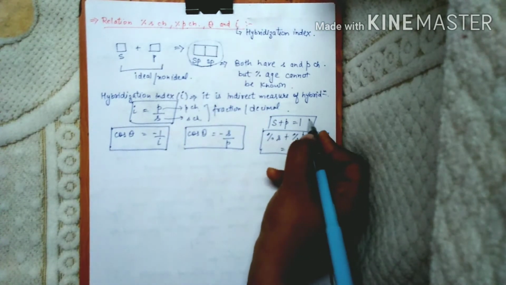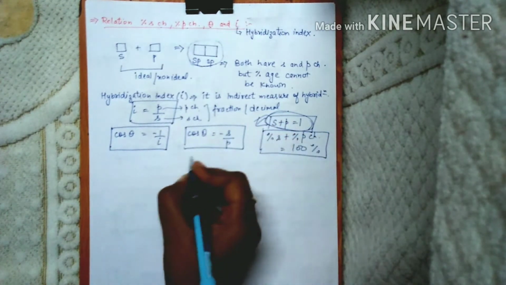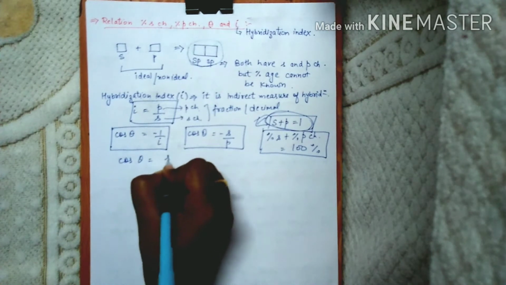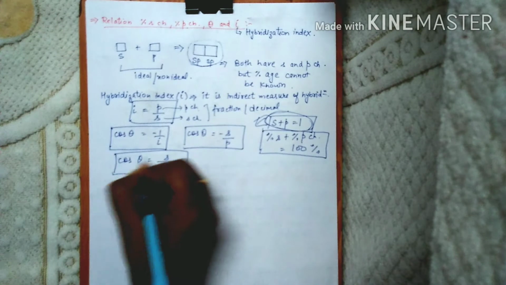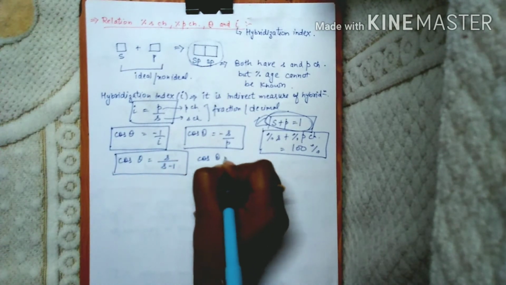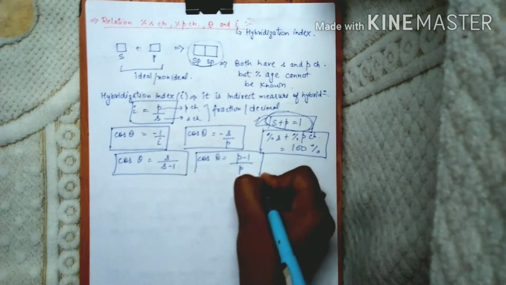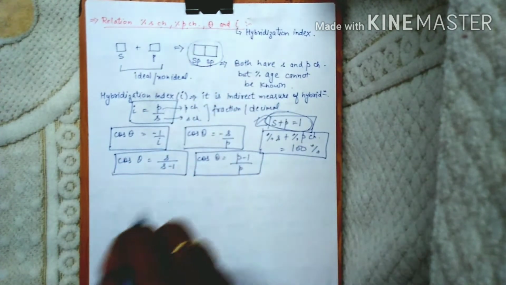So if we use this formula here, we can get two more formulas. Cos theta is equal to S upon S minus 1, and cos theta is equal to P minus 1 upon P. All of these are derived from each other.